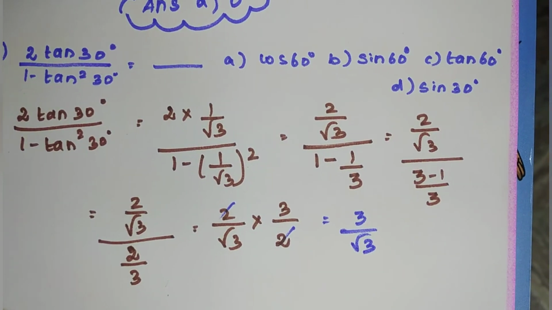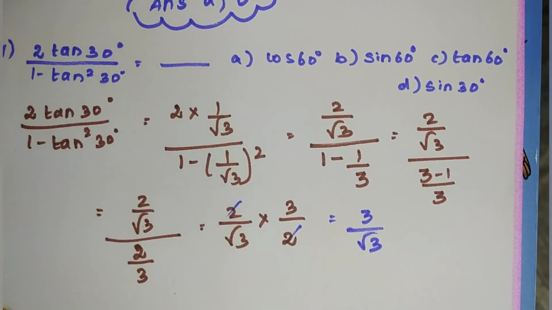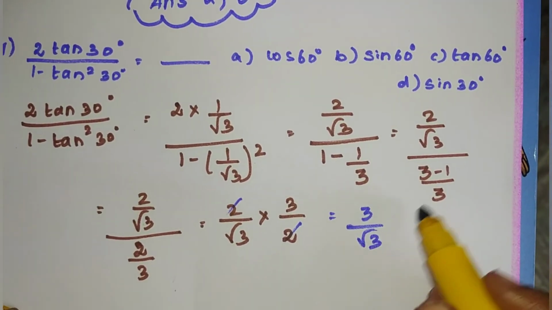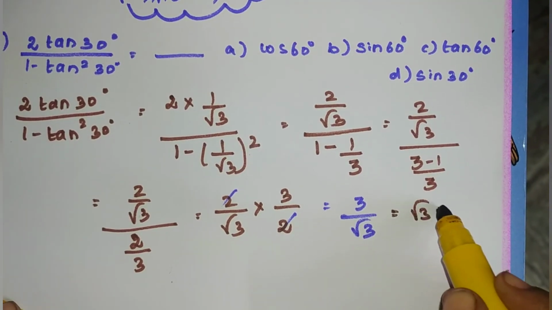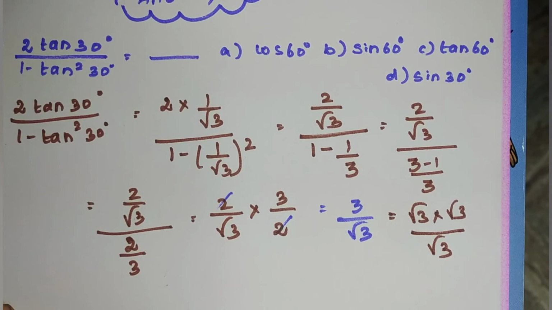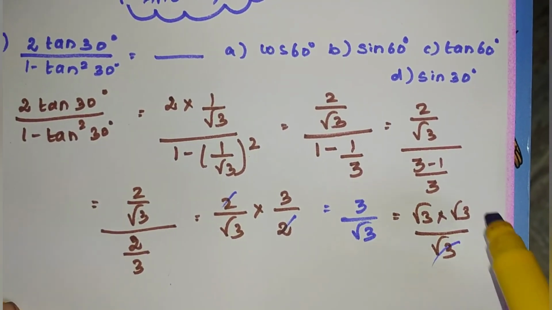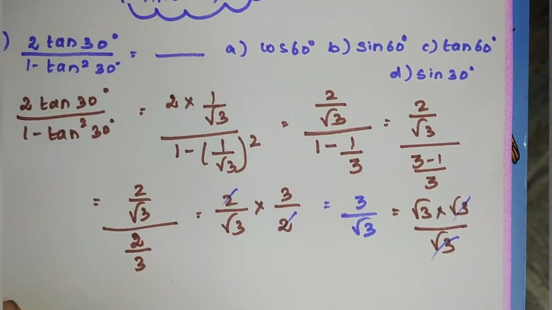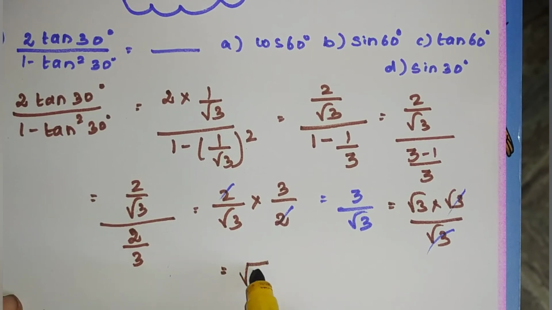So we have to simplify this one. How can we simplify this? Instead of 3, I can write root 3 into root 3 divided by root 3. Here we can cancel root 3 and root 3. So the answer is root 3.